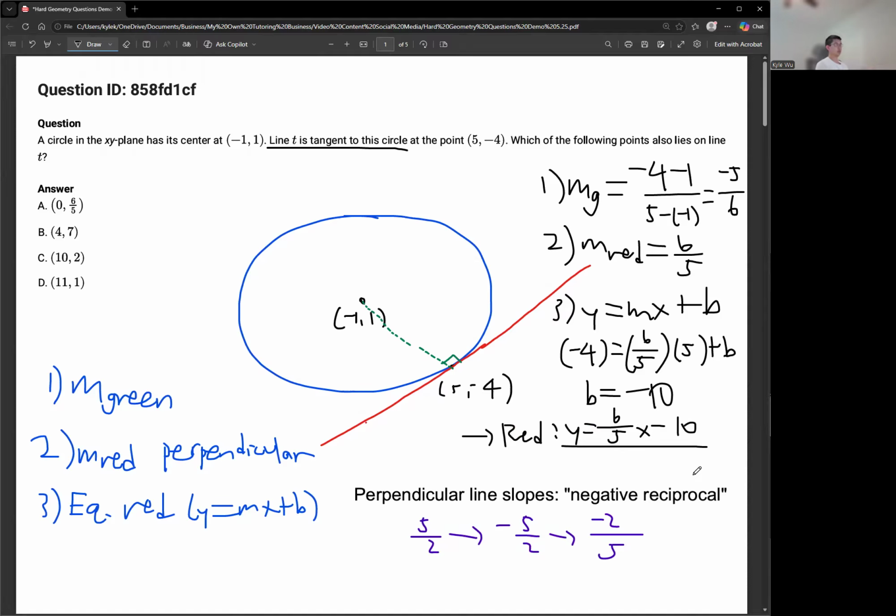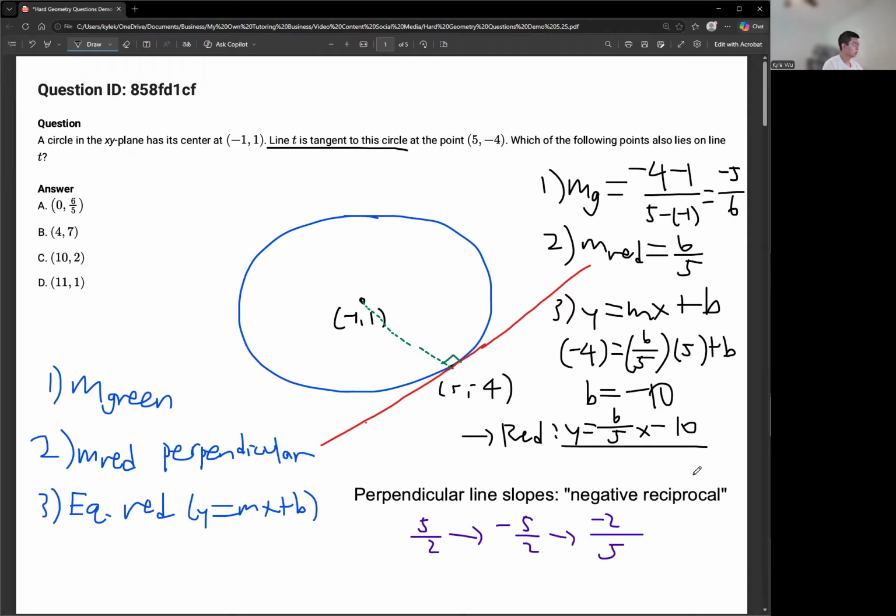All right, we're almost there. The question's asking us which of the following points also lies on line T. This line is a function that governs every single point on that line. Said a different way, if I take any point on that line and plug it into this equation, the equation needs to be true. So let's plug in each of these and see which of them would be true.